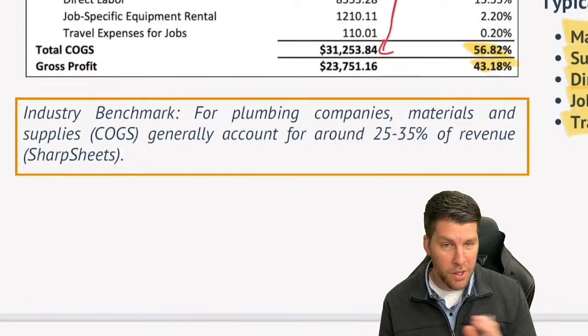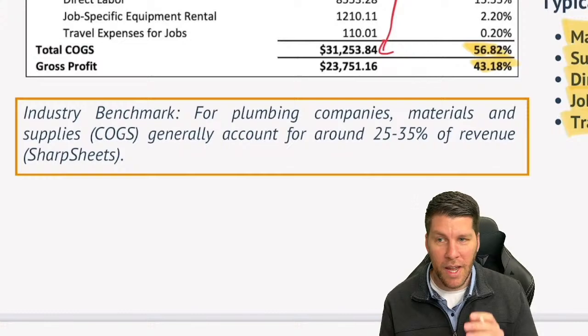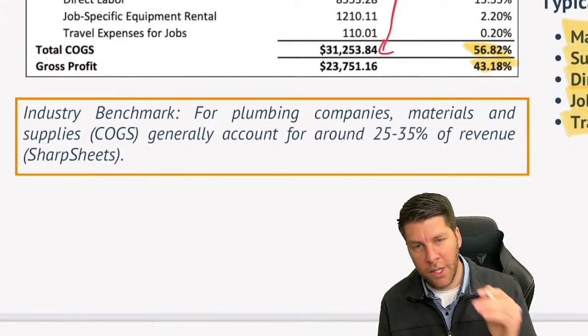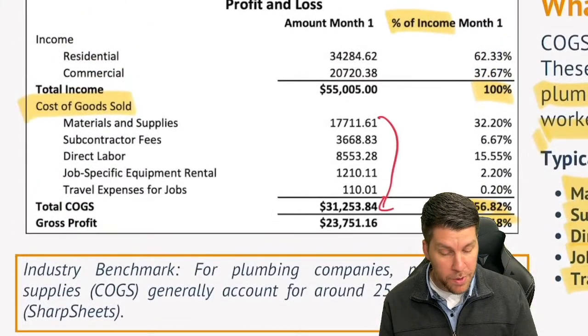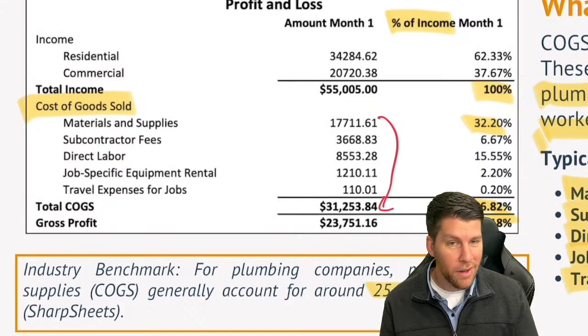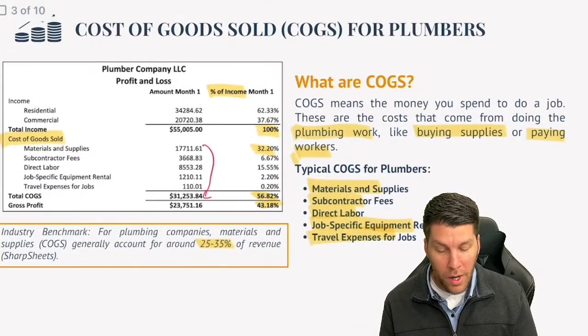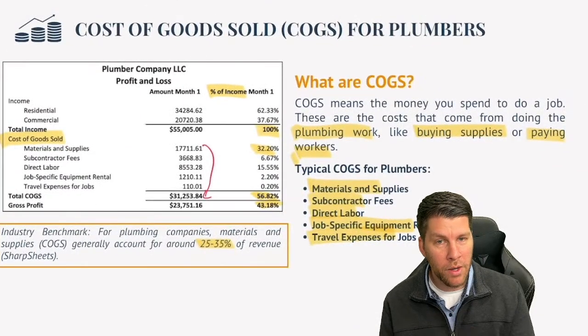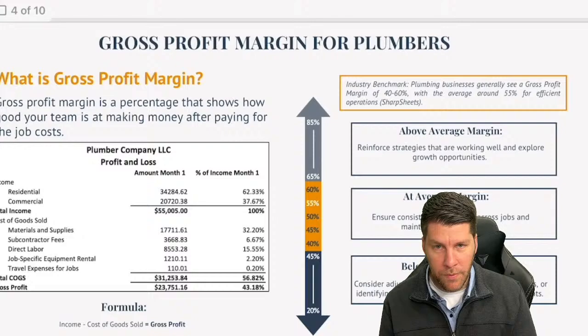And then for the gross profit margin, they roughly say about 50%, so that means probably 25% or a little bit less than that would then go to your actual labor. For this particular profit and loss, we have 32% that went to supplies, which is technically within the industry average based on Sharp Sheets for plumbers. So that's a little bit of what COGS are, and what they should actually contain in your books.